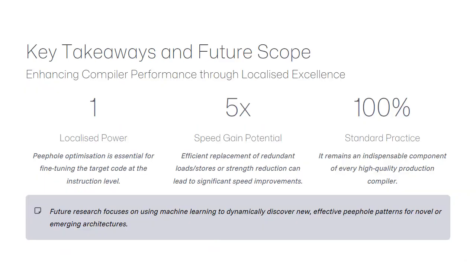Takeaways and future scope. First one, localized power. Next, the speed gain potential. Standard practice. Thank you.